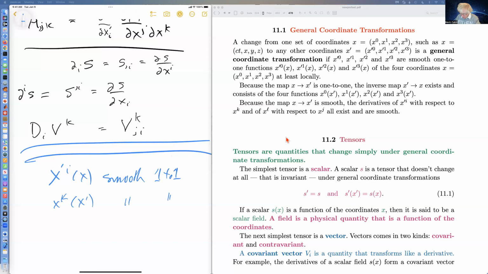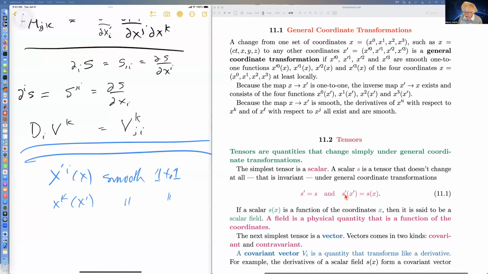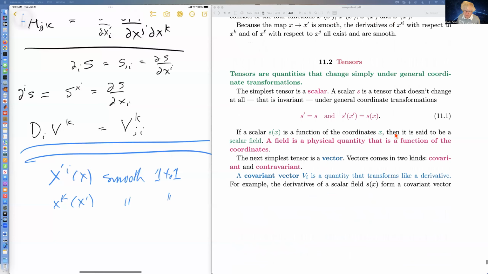We're not going to deal with singular transformations, at least not in this course. The simplest tensor is a scalar, one that just doesn't change: s prime of x prime is just s of x. This parenthesis x prime means in the new coordinates, and the s prime means the new tensor in the new coordinates. So a scalar field is a physical quantity that's a function of the coordinates, but doesn't change with the coordinates.